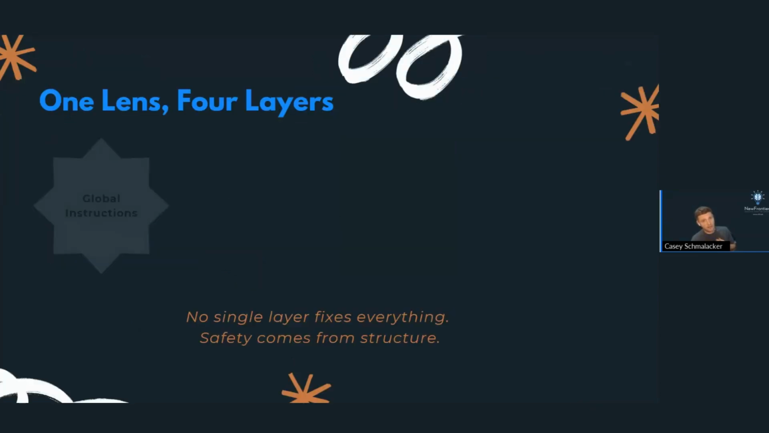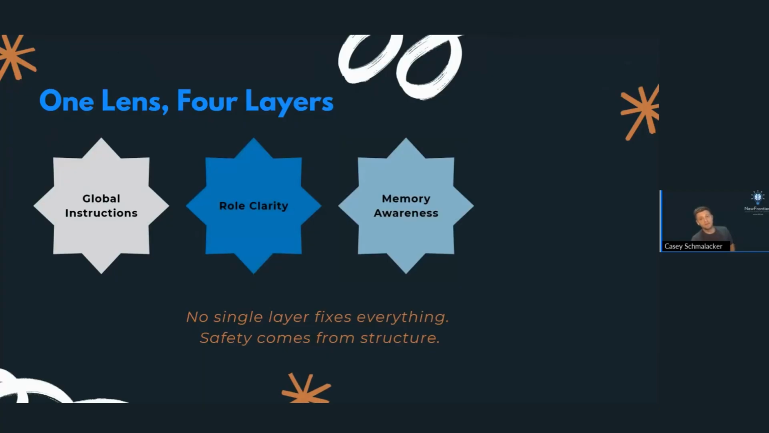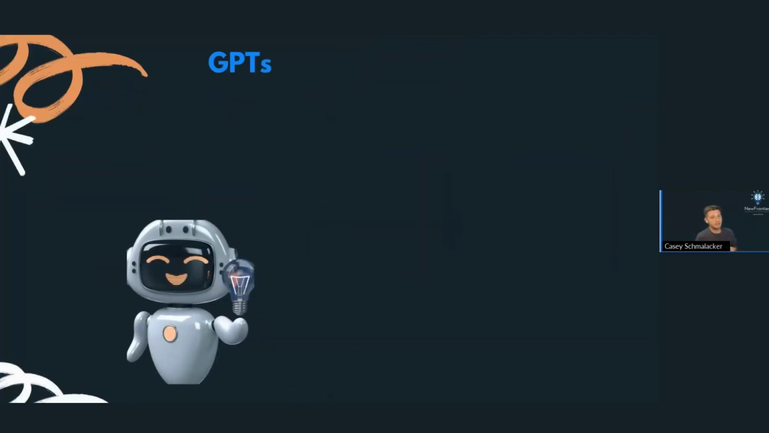So there's one lens and 4 layers: the global instructions, role clarity, memory awareness, and in-chat learning. No single layer fixes everything. Safety comes from structure. For those that are a little familiar with ChatGPT, you might be like, wait, what about GPTs, custom GPTs? We didn't talk about it.